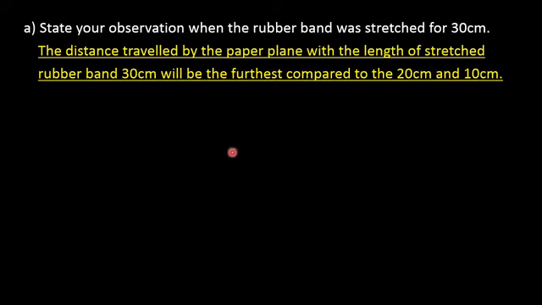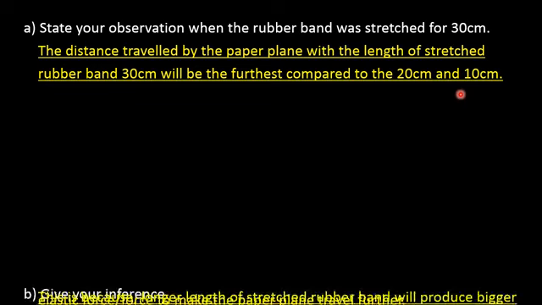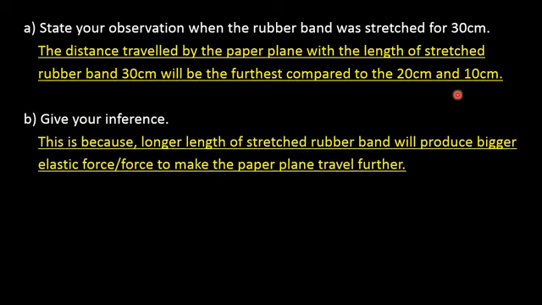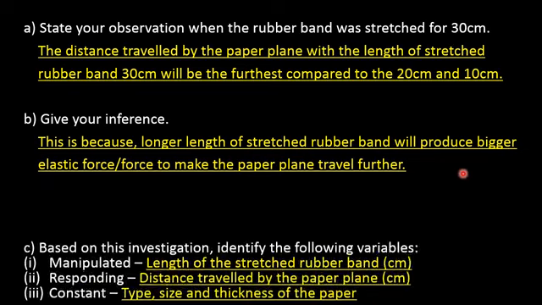A, state your observation when the rubber band was stretched for 30 cm. The observation was the distance traveled by the paper plane with the length of stretched rubber band 30 cm will be the furthest compared to the 20 cm and 10 cm. So this should be the observation. Give your inference. This is because a longer length of stretched rubber band will produce bigger elastic force to make the paper plane travel further.